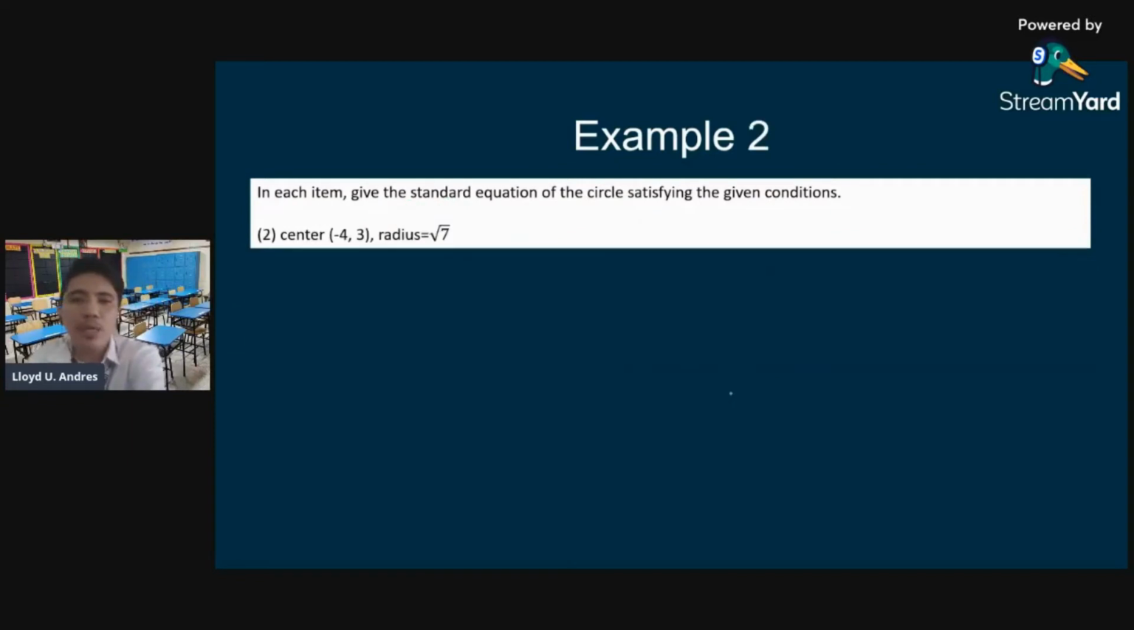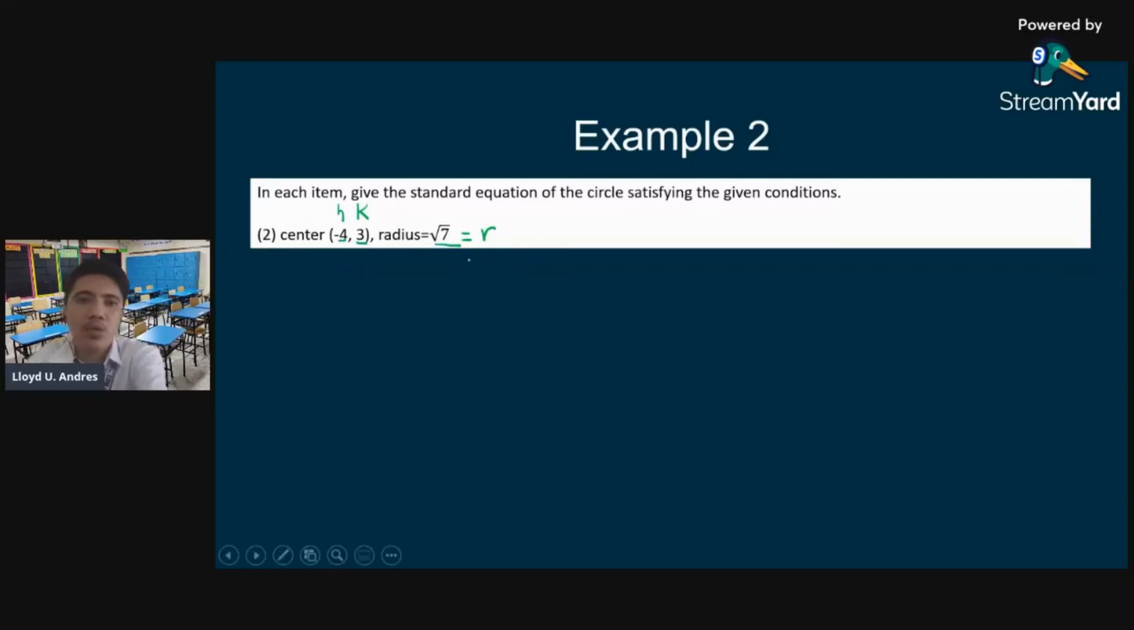So another example. What if we have a circle whose center is at negative 4, 3 with radius square root of 7? Based from the given, we can say that the value of our h is negative 4 because h is the x coordinate of our center, while k is the y coordinate of our center. So h is negative 4 while k is 3. And our radius is square root of 7, so this is our r.